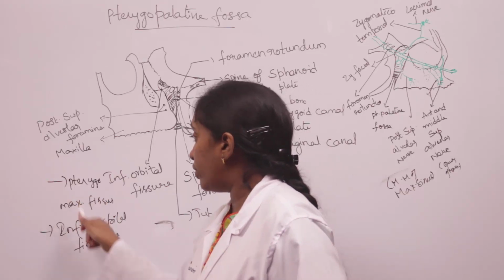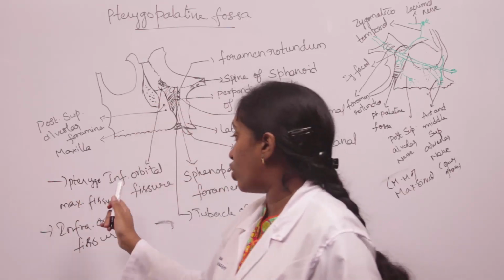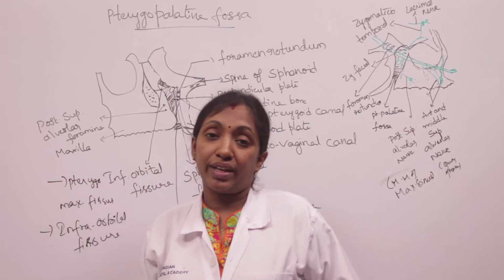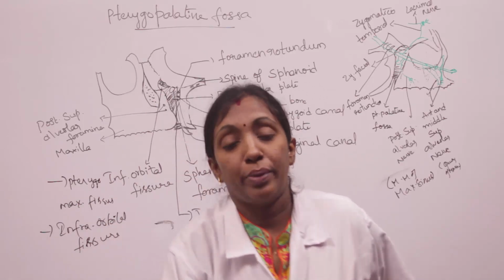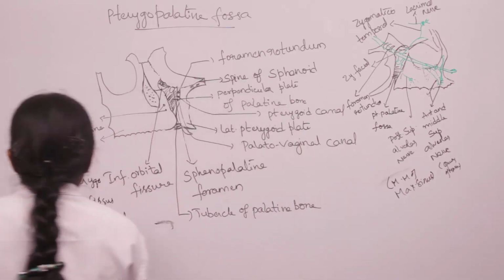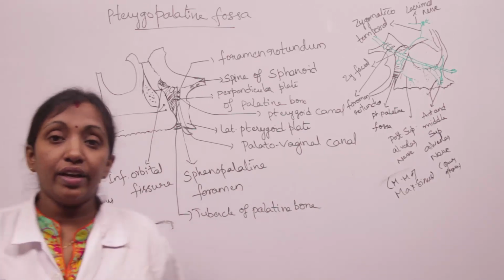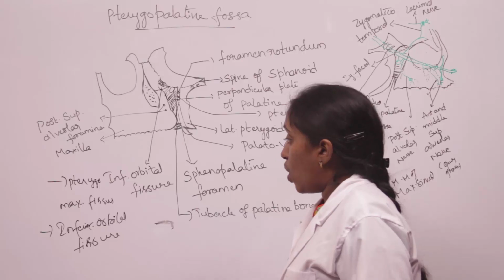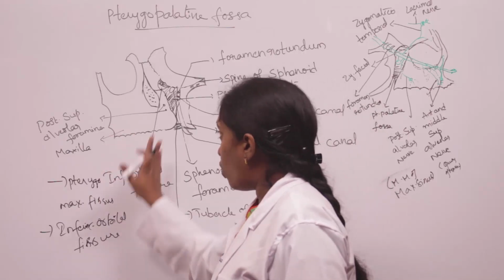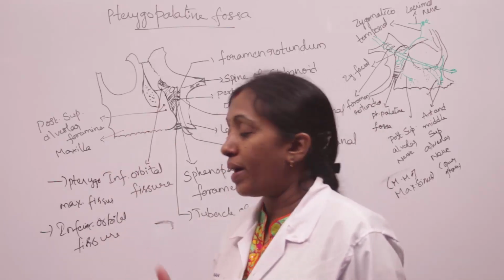So 2 fissures come into relation with the pterygopalatine fossa. One is the pterygomaxillary fissure and one is the infraorbital fissure, or we can call it the inferior orbital fissure also. Okay, and coming to the openings related to the pterygopalatine fossa.